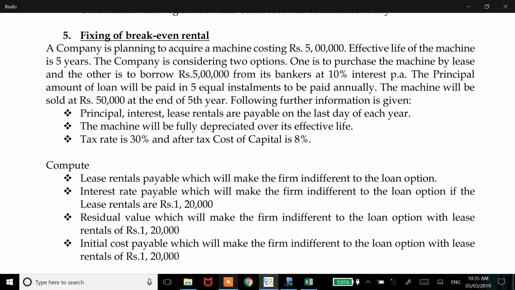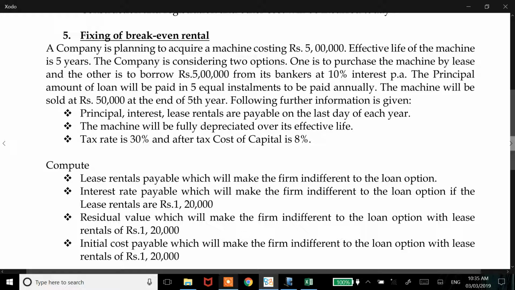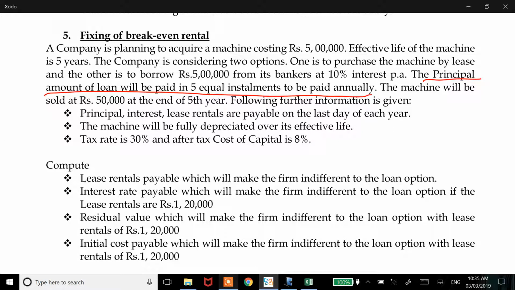Listen, sometimes they will use the words principal will be paid in 5 equal installments. That means 5 lakh divided by 5 is the payment every year. Sometimes the loan will be paid in equal installments. Then it is called equated annual installment, where interest plus principal put together is the same amount. You calculate using annuity factor. I'll explain as we proceed. Machine will be sold at 50,000. Further information, principal, interest, machine will be fully depreciated, tax rate, all that information is given.